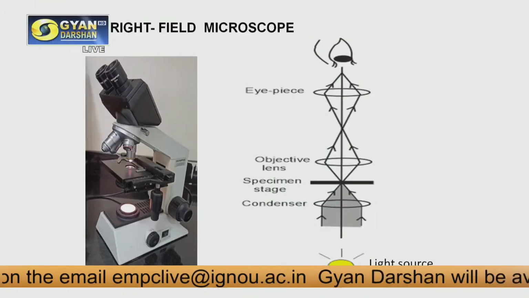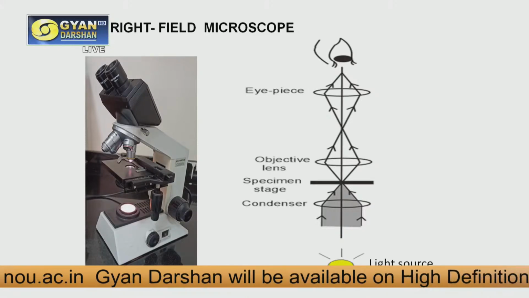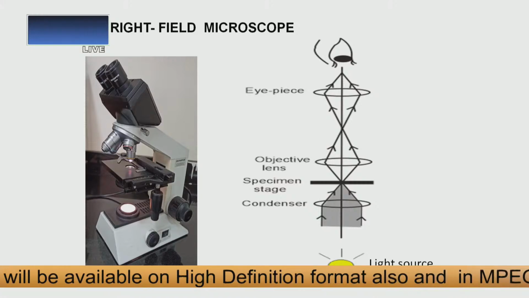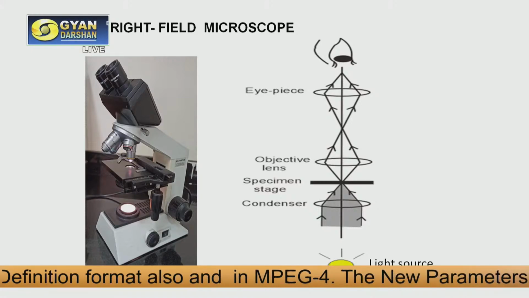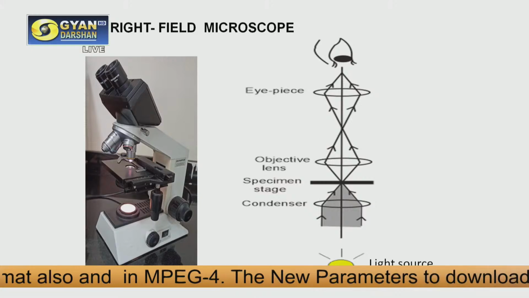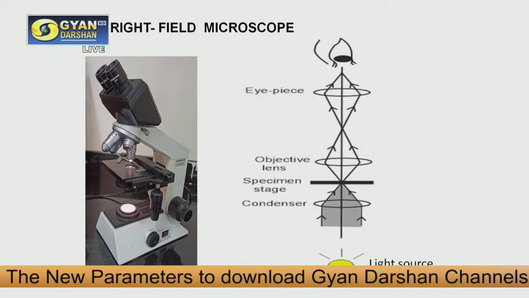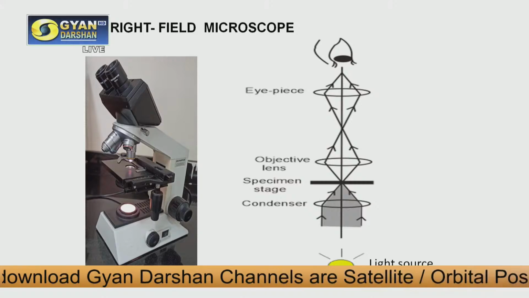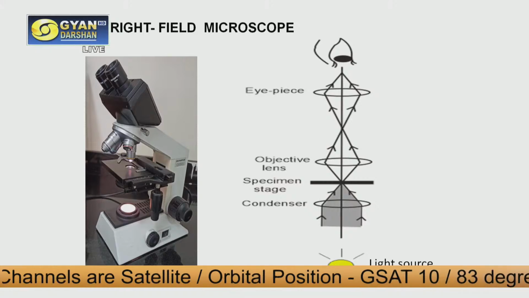This is the light path of the bright field microscope. This is the light source and the condenser lens. Light goes from the light source to the condenser lens, interacts with the specimen, and then goes to the objective lens and on to the eyepiece. The eyepiece and objective lens together make the total magnification. If we use an objective lens of 40x and the eyepiece is generally 10x, the total magnification of the image is 400x.